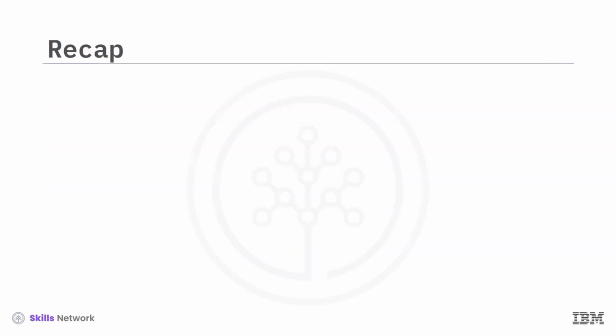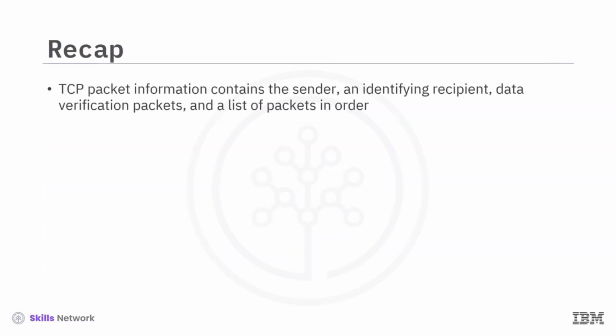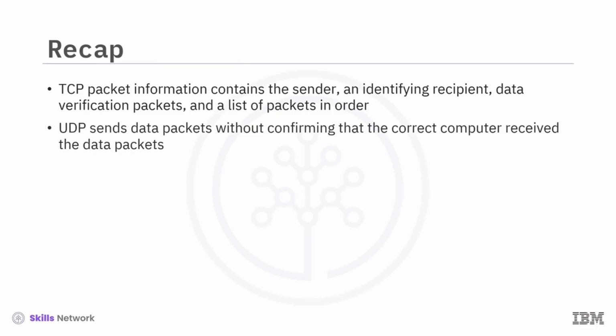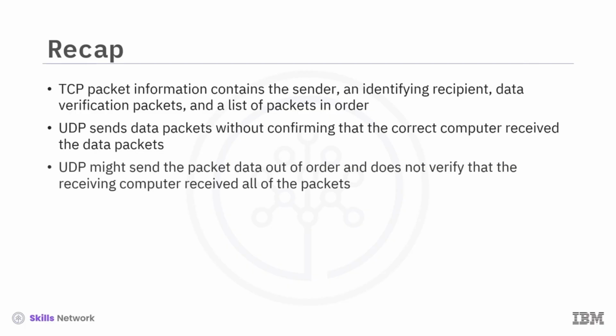In this video, you learned that TCP packet information contains the sender, an identifying recipient, data verification packets, and a list of packets in order. TCP data transmissions include information that enables the receiving computer to verify receipt of all the packets and their order. UDP sends data packets without confirming that the correct computer received the data packets. UDP might send the packet data out of order and not verify that the receiving computer received all the packets.